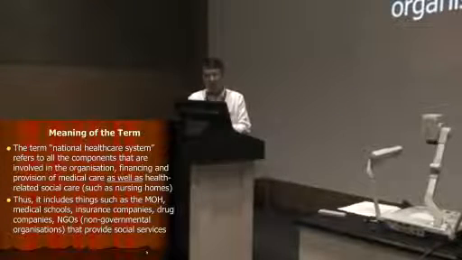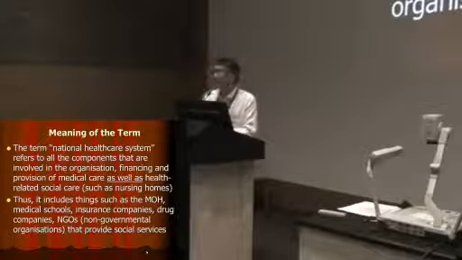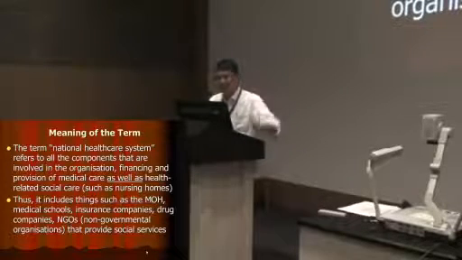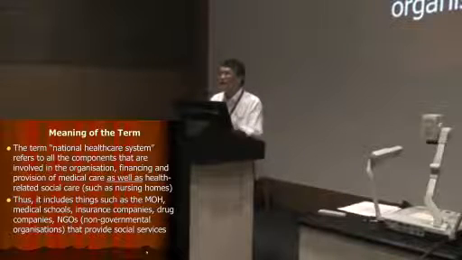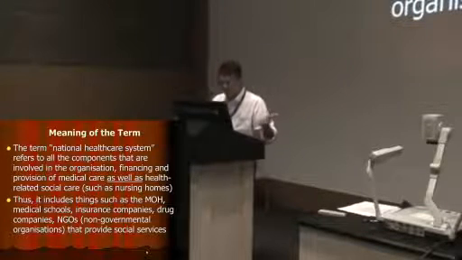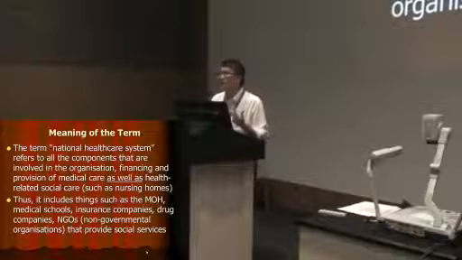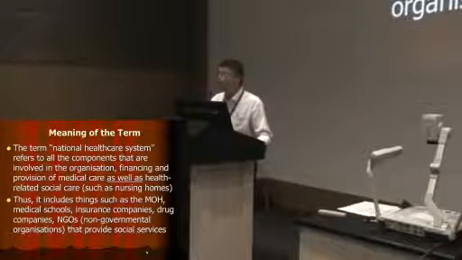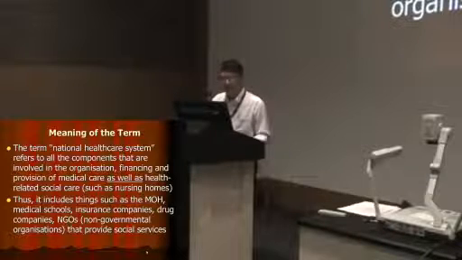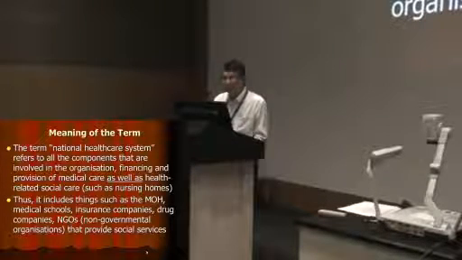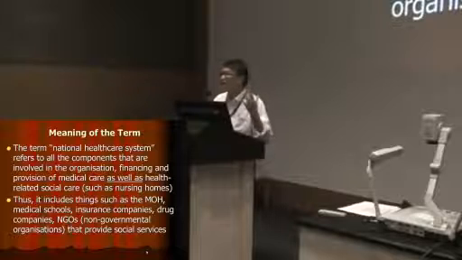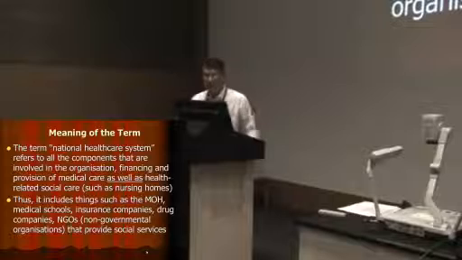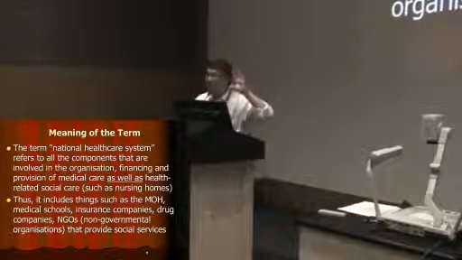Therefore, the national healthcare system includes things such as the Ministry of Health of Malaysia, and other components in Australia, medical schools, private medical schools as well as public medical schools, and insurance companies, private insurance companies. Sometimes it can be set up by the government, a National Health Insurance Scheme. Drug companies, pharmaceutical companies, NGOs, non-governmental organizations, voluntary organizations, sometimes called PVOs, private voluntary organizations that provide social services. So this is what we mean by the national healthcare system.